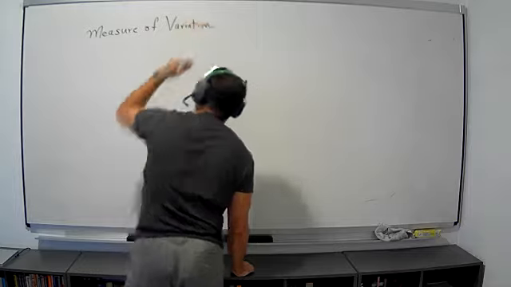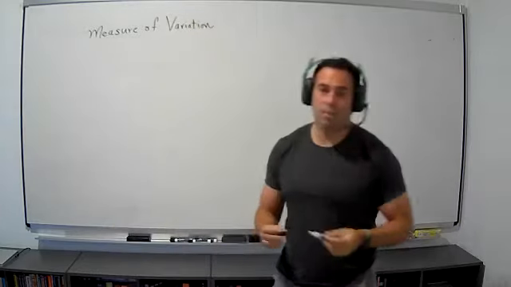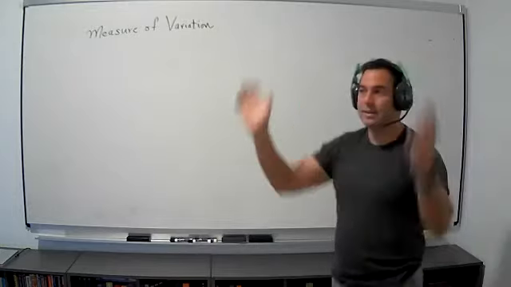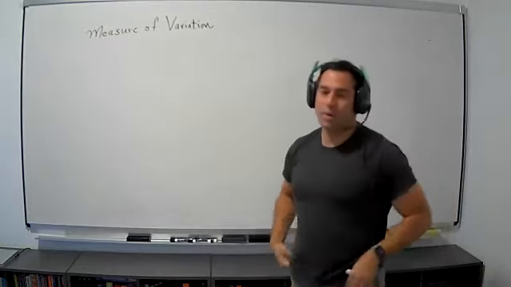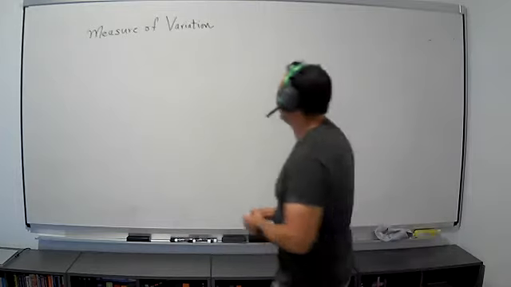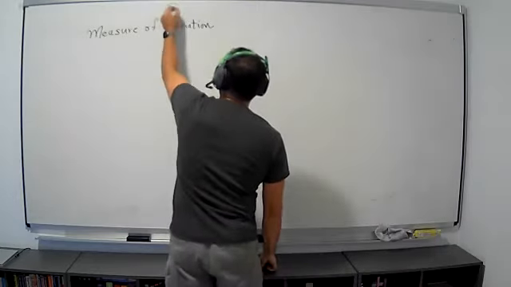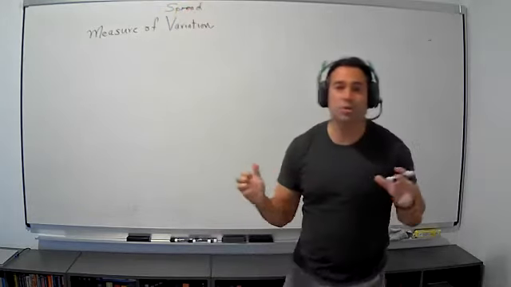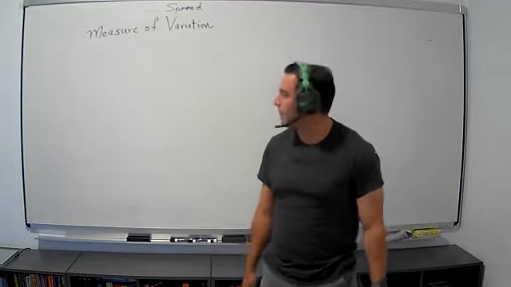Last class, or the last few classes, we've been working on measures of central tendency. That's the behavior where the bulk of the data is happening. We want to get a number that represents that. Now we want to be able to talk about the variation or the spread, or how close the numbers are together, all right?